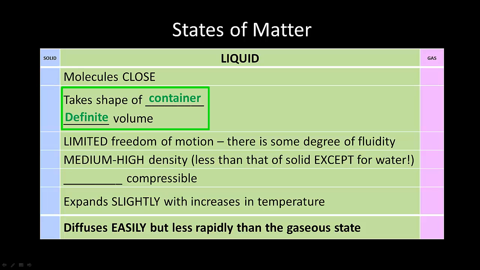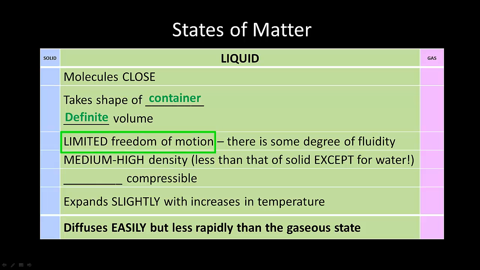And then you take that cup and you pour it on the ground. It's going to take the shape of the ground, which is flat, but it will still be 25 milliliters of water. They have limited freedom of motion, but they can move. They have a medium-high density, less than that of a solid, with the exception of water. We're going to talk about that.